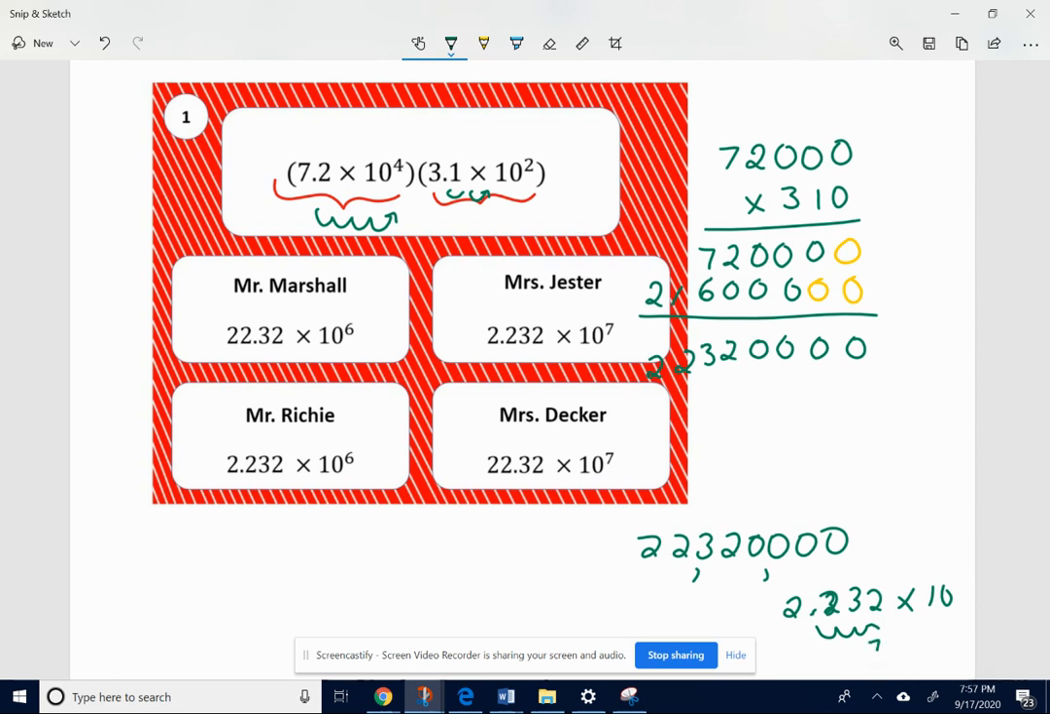I don't have room to write that. But since that's 7 moves to the right, my exponent is a positive 7. Okay, that's the same answer we got the other way, if you saw the other video.